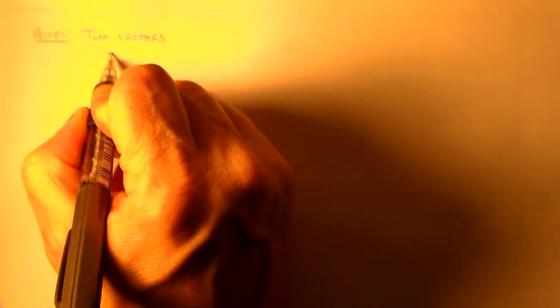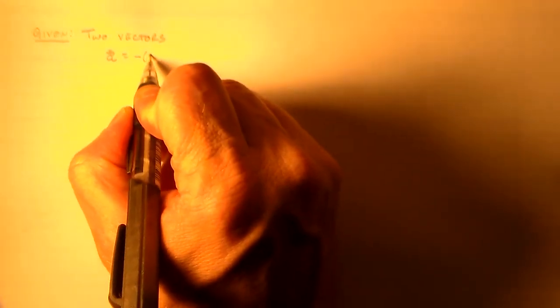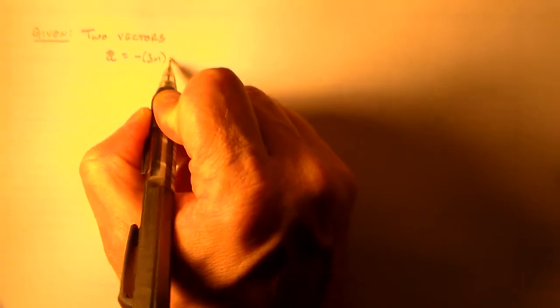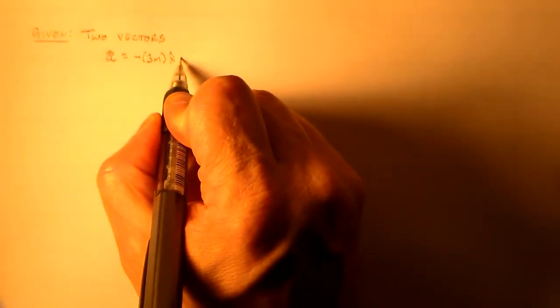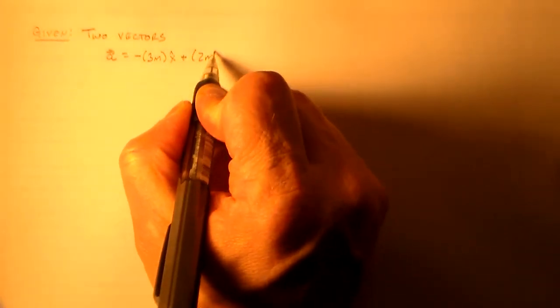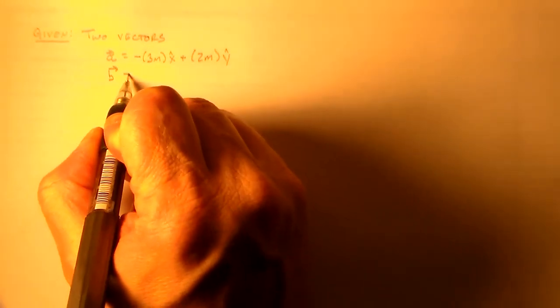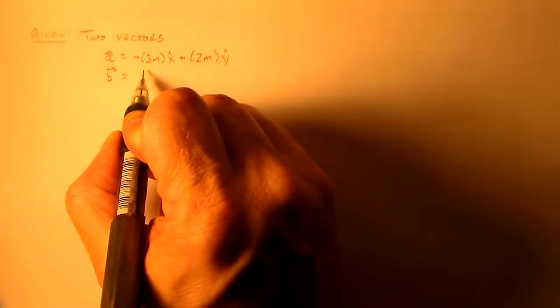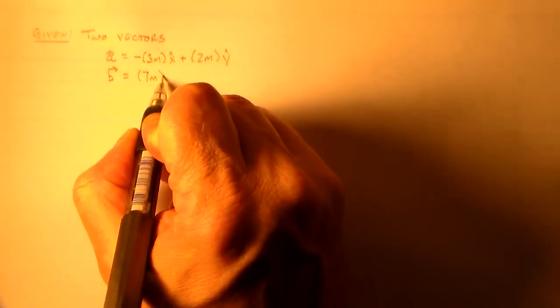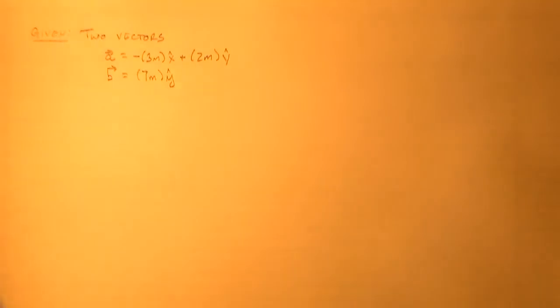So the two vectors that I want to use are A, minus 3 meters in the x direction plus 2 meters in the y direction. The little hat just means direction, the little arrow just means vector, right? And B, that second one, will be 7 meters just in the y direction.